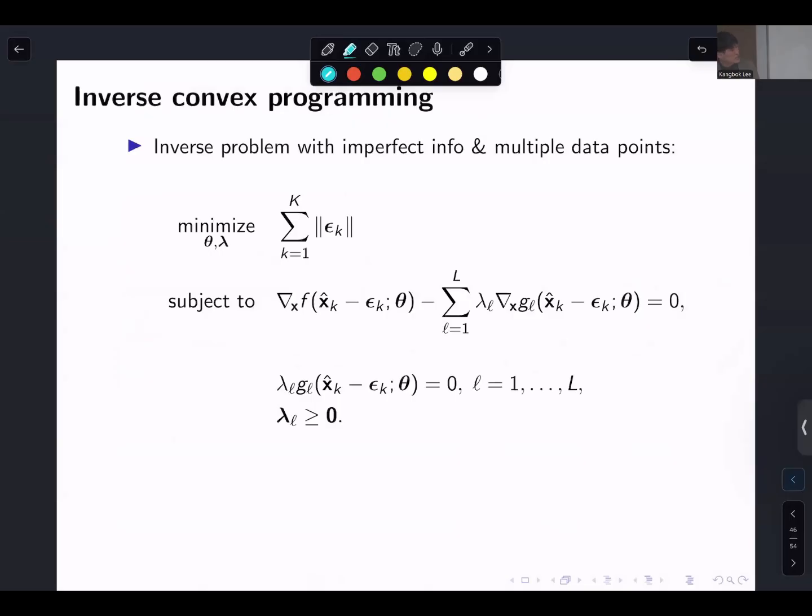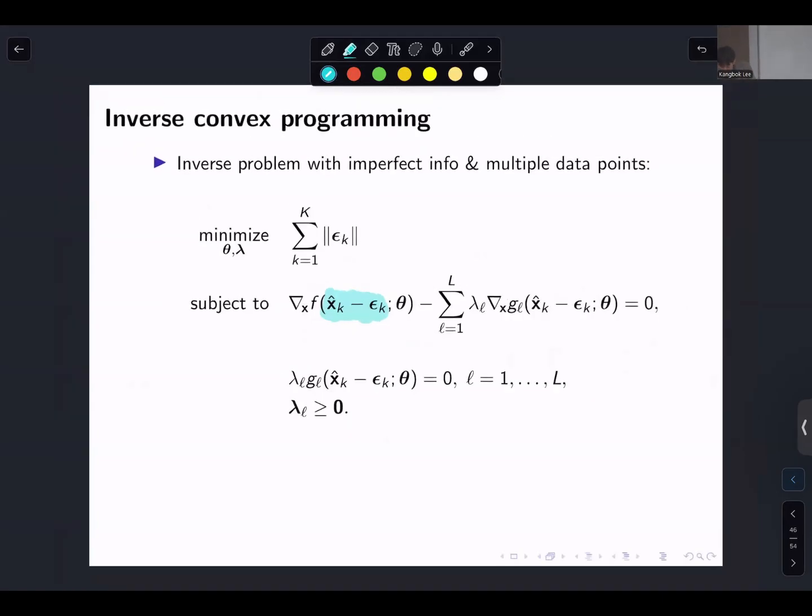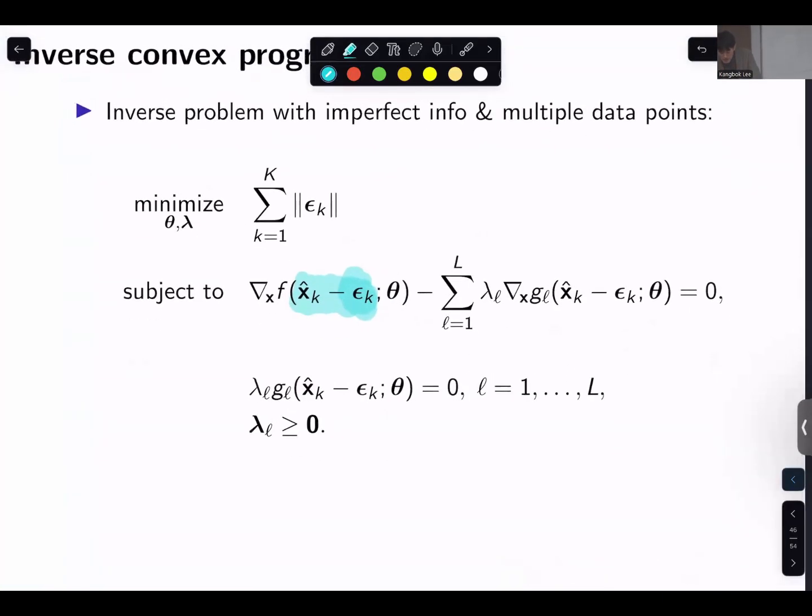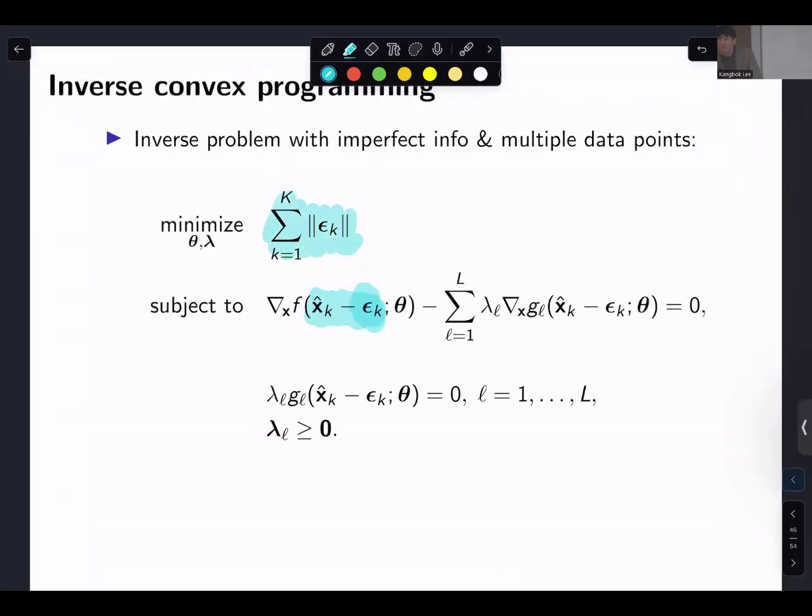What if the solution is actually off the boundary, inside of the feasible region? Well, you do exactly the same. Instead of trying to find X hat satisfying KKT conditions exactly, you perturb them by epsilon and you minimize the sum of the epsilons. Exactly the same analogy, but with KKT conditions.